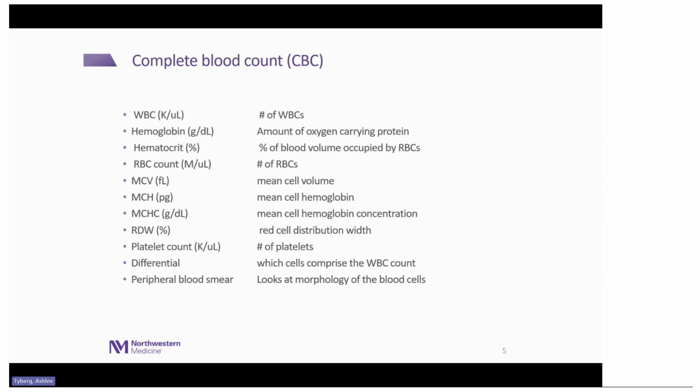And so if someone has low hemoglobin, we call it anemic. Okay, and if their hemoglobin is too high, we call it polycythemia, too much blood. So we have big doctor words for these things, but that's what we're talking about.